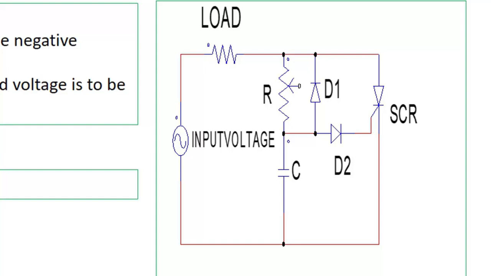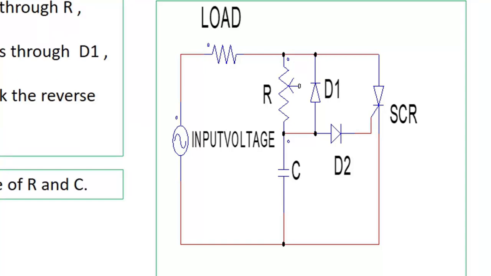So let's see this one. In the positive half cycle of input voltage, the capacitor charges through R. In the negative half cycle, the capacitor charges through D1. The purpose of D2 is to discharge the capacitor and to block the reverse voltage appearing across the gate to cathode junction of the SCR. So this will also provide reverse voltage protection across the SCR. So D2 has two functions. First, to discharge the capacitor to the gate of the SCR, and second, to protect it from reverse voltage.